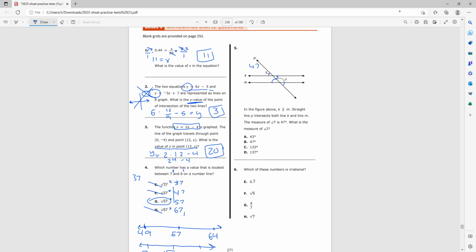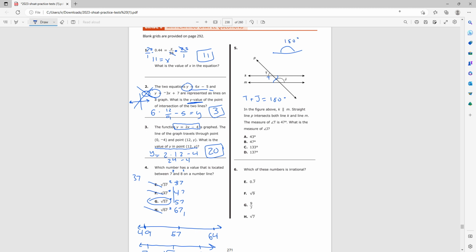If this is T, we know that this is T. If this is T, we know that this is T. So looking at this, now that we've rewritten it, we know that T plus J is equal to 180 degrees, because we just rewrote this as T, and we know that the degree of a flat line is 180 degrees.